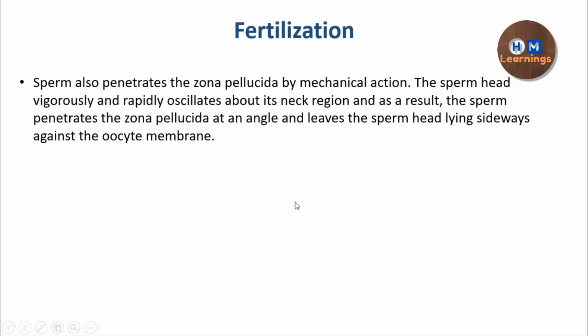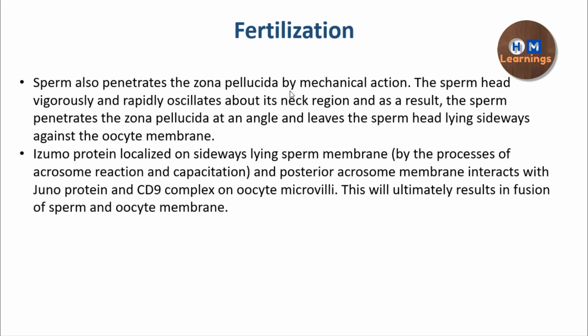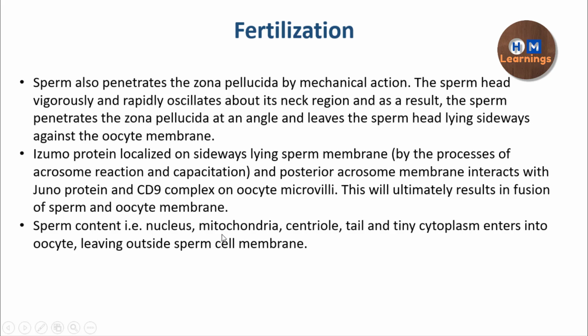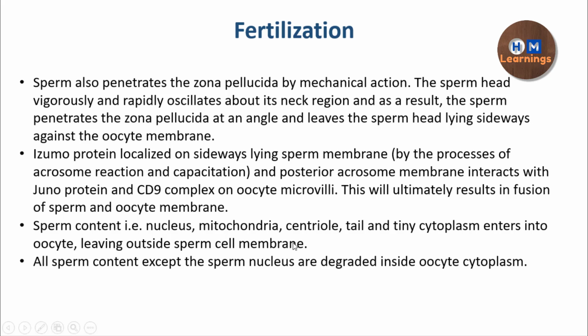Then not only the acrosome reaction, but the sperm can also do mechanical action. So the sperm can move about its neck, and it can penetrate through it. Okay, so ultimately the Izumo protein present on the sperm membrane and the posterior acrosome membrane will interact with the zona protein and the CD9 complex on the oocyte microvilli, and it will lead to the fusion of the sperm and the oocyte membrane. Now the sperm content, that is nucleus, mitochondria, centriole, tail, and a tiny amount of cytoplasm will enter inside the oocyte, leaving behind the sperm cell membrane.